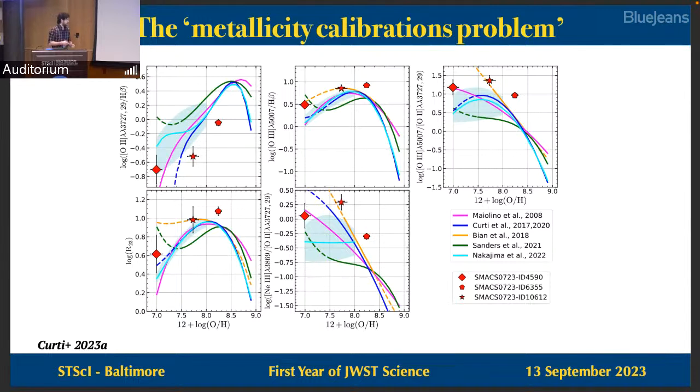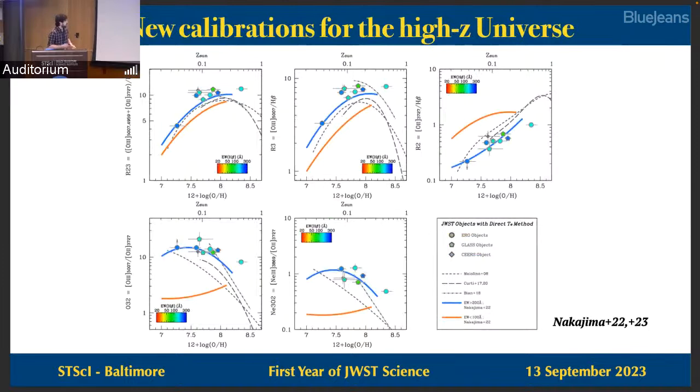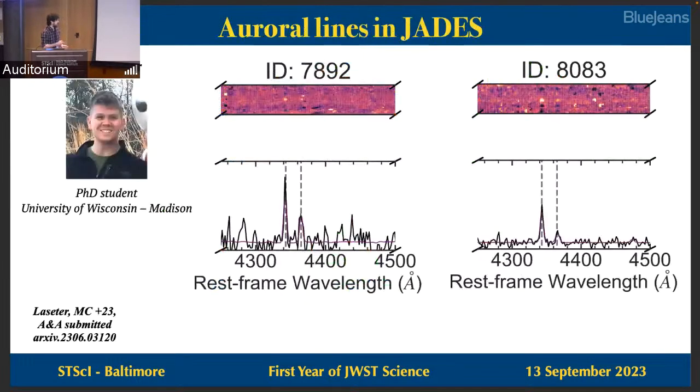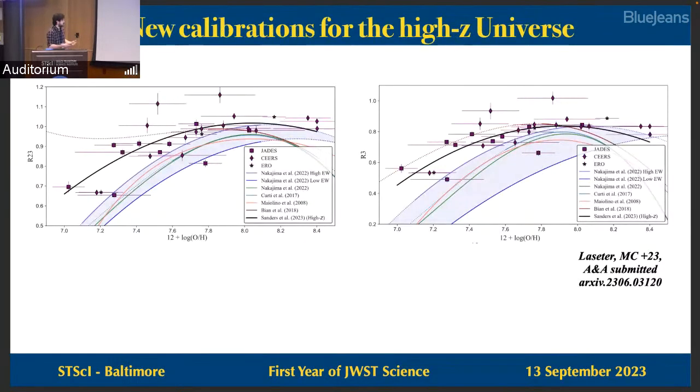There has been tons of evidence that these strong-line metallicity calibrations evolve with redshift. And there has been extensive work in the past trying to provide calibrations suitable for the high-redshift universe, for example from Kimihiko Nakajima or Ryan Sanders. In this sense, I would like to briefly highlight the work led by Isaac Laseter and the JADES collaboration, in which we investigated auroral line detections in JADES and tried to characterize and study the evolution of the metallicity calibrations at high redshift.